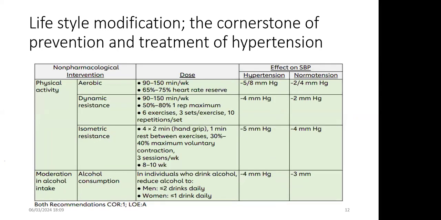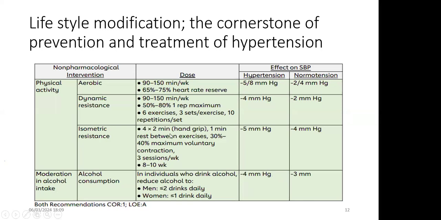And the other is physical activity. We have seen that we have aerobic, dynamic resistance activities, and isometric resistance activities. All these reduce blood pressure. As you can see, they reduce blood pressures within the ranges you're seeing on the effect on systolic blood pressure. And also moderation of alcohol intake. You can see that for men, 2 drinks daily, and for women, less than 1 drink daily would be good. We have a reduction of almost 4 millimeters of mercury.